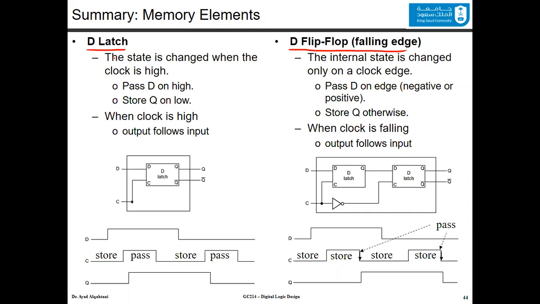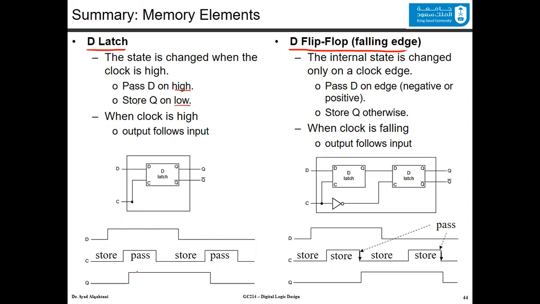In the D latch, the state is changed when the clock is high. So when you have the clock high, you pass the D. When it is low, you store the Q. For the flip-flop, the internal state is changed only at the edge of the clock. If, for example, we take this example as a falling edge, you will pass the D on the falling edge. Similarly, if you have a positive edge. And you will store the Q anywhere else.